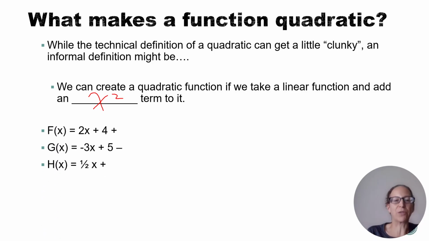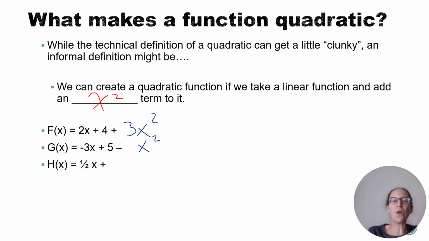So I have some examples here. You have the linear function 2x plus 4, and maybe we would add into that 3x squared. And that would take our linear function and make it a quadratic. Now we could also subtract an x squared, because subtracting is really just adding a negative. In other words, you could have a negative number in front of your x squared. So we could just subtract a regular x squared.